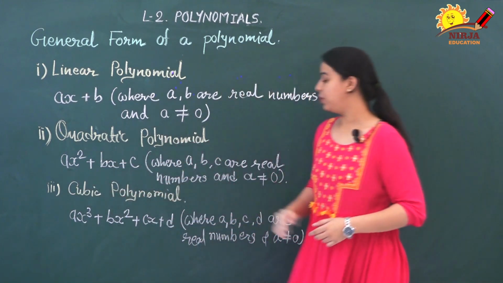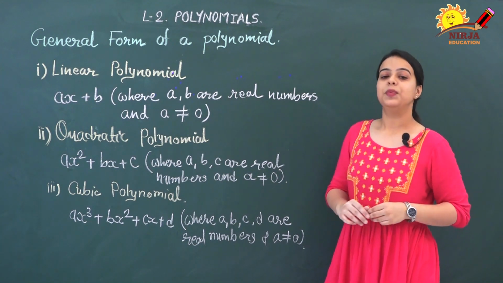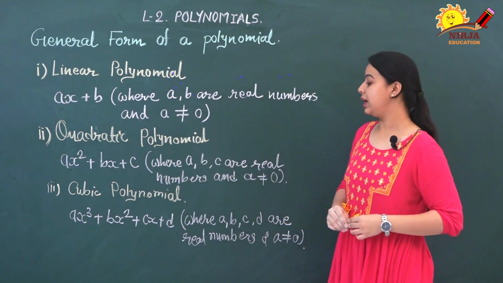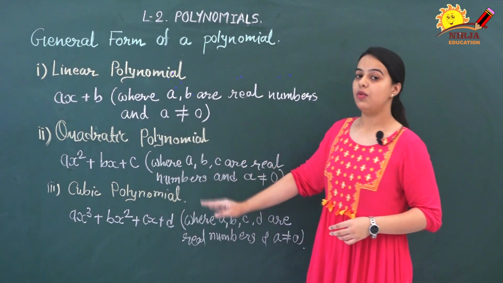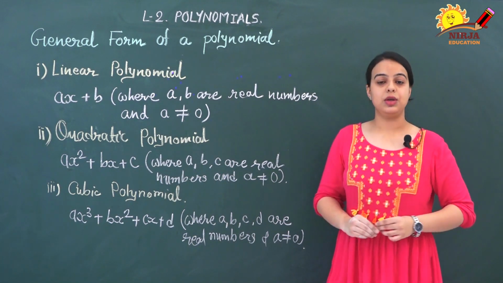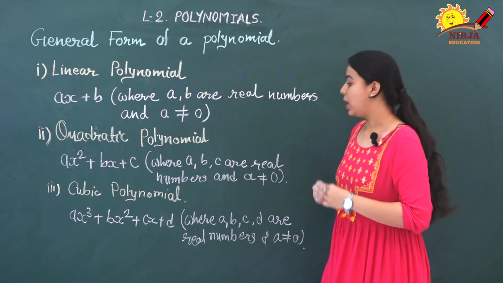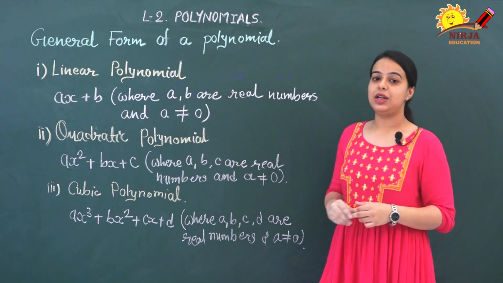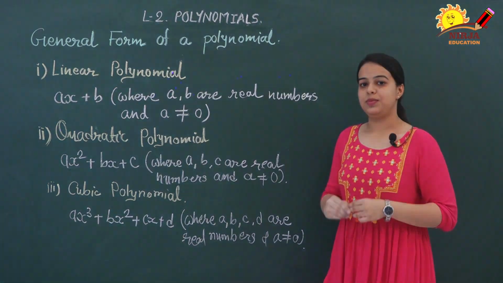Third one is cubic polynomials. The polynomials which are having degree as 3, they all are known as cubic polynomial, and generally we can write like ax cube plus bx square plus cx plus d, where a, b, c, d all are real numbers and a not equal to 0. So, these all are general forms of linear, quadratic and cubic polynomial. So, now I hope you all are able to identify which kind of polynomial is given by their general forms.